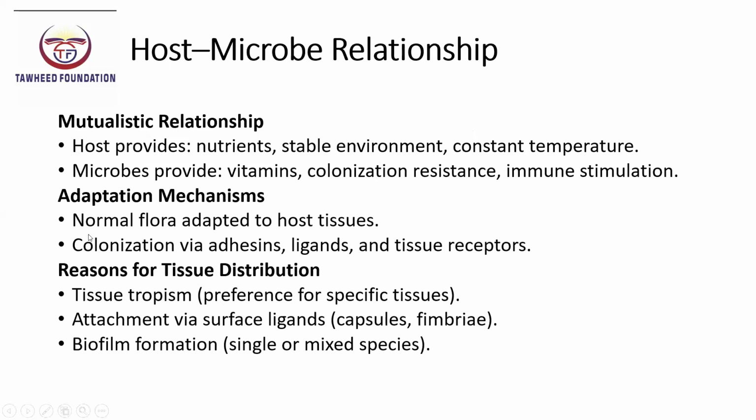So the normal flora are obviously adapted to their host tissues, most probably by biochemical interactions between bacterial surface components, ligands or adhesins, and host cell molecular receptors. So in general, there are three explanations for why the normal bacterial flora are located at particular anatomical sites. First, the normal flora exhibit a tissue preference or predilection for colonization.